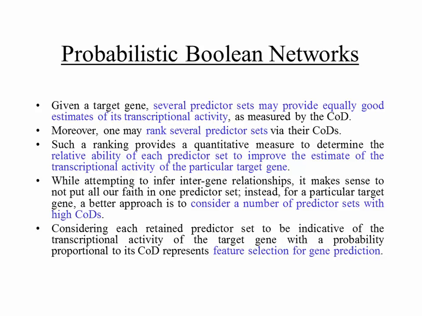So as I said here, while attempting to infer intergene relationships, it makes sense to not put all our faith in one predictor set. Instead, for a particular target gene, a better approach is to consider a number of predictor sets with high CODs, and consider each retained predictor set to be indicative of the transcriptional activity of the target gene with a probability proportional to its COD. That makes sense, because if the COD is high, that means that's a better predictor, so I'm going to put more weight on that.